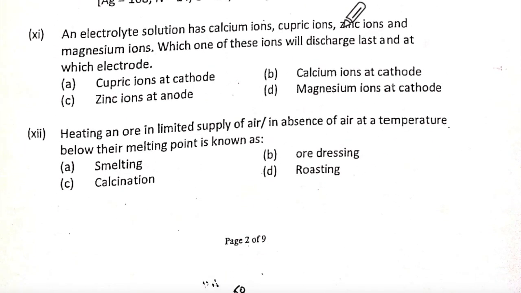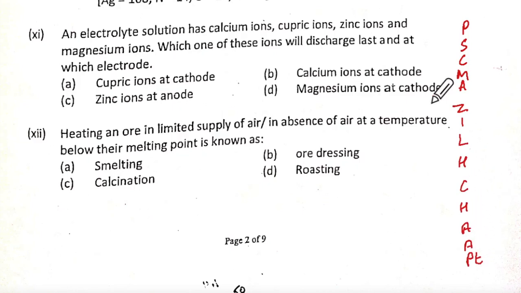An electrolyte solution has calcium, cupric, zinc and magnesium ions. Which of these ions will be discharged last? So you have to remember this. Correct? Calcium ion.